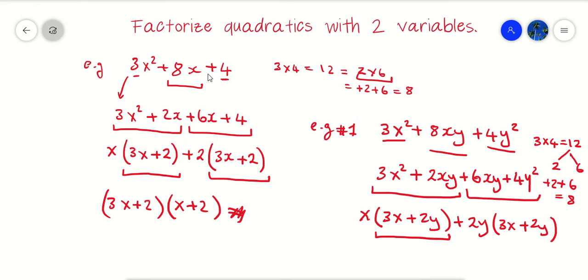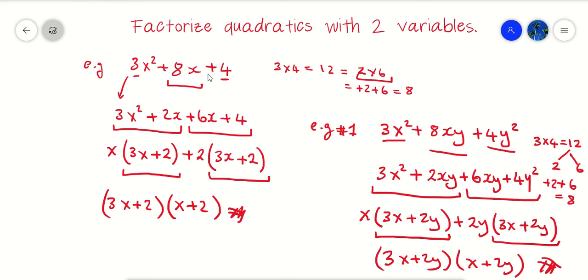Again, by comparison, this bracket and that bracket are exactly the same thing. So I take that outside, 3x plus 2y. On this term, if I take x out, what will I be left with? x plus 2y. And this will be the solution of this example. This is how we can factorize a quadratic expression with two variables. It is similar to what we've done with single variables. To be honest, it's exactly the same thing. It's just another variable added into it.